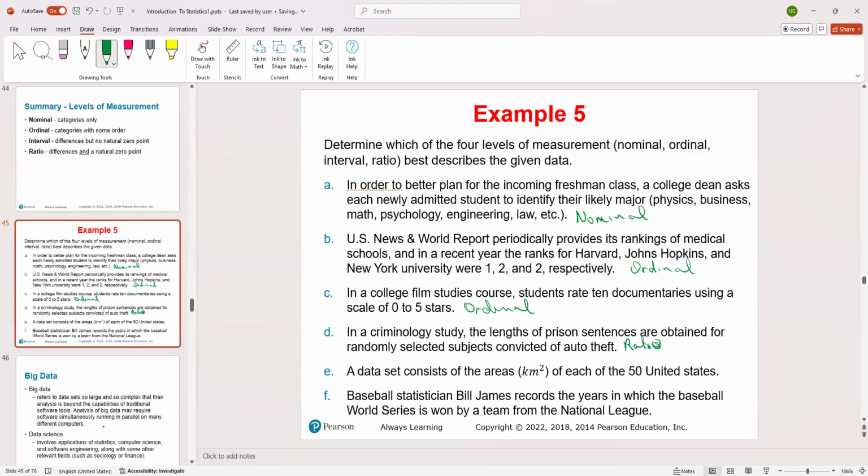A data set consists of the areas of each of the 50 states. So what would that be? Yeah, ratio again. Baseball statistics: Bill James records the years in which the baseball World Series is won by a team from a national league. You understand this is interval because I already talked about it.